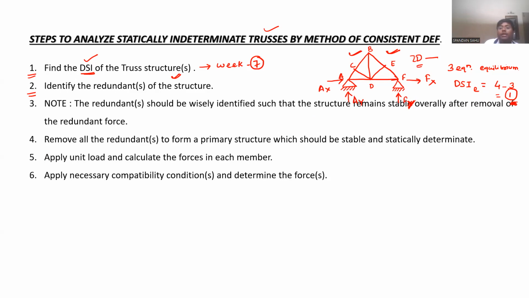How will that be determined? Using this method of consistent deformation, we will determine it. First, you need to identify the DSI of the truss. Like you have identified here, DSI is 1. Now, identify the redundant of the truss. You have to draw a primary structure such that its DSI value is 0 as well as it is stable. So, I am drawing a primary structure. You just see. I am considering Fy as redundant.